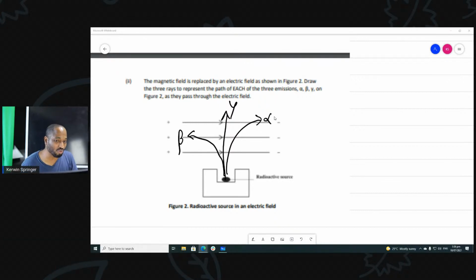Although the alpha has a 2+, the alpha is heavier, so it wouldn't get dragged into this as fast. That's my logic for that.